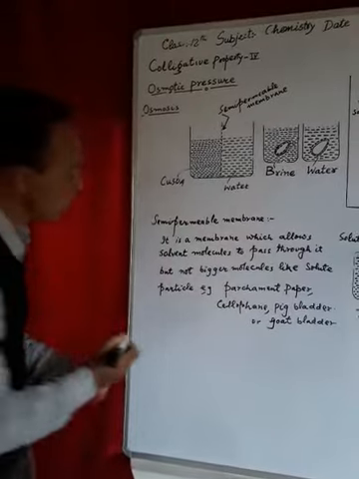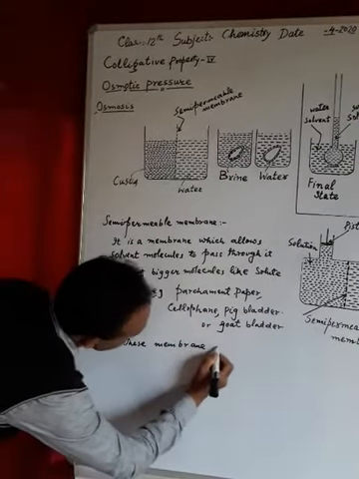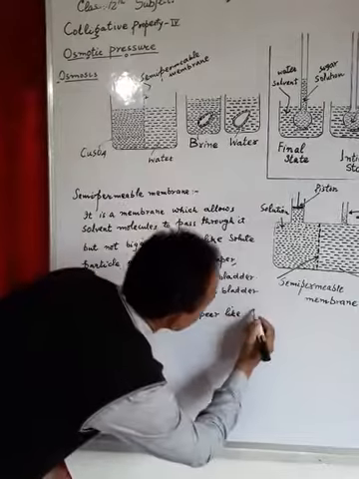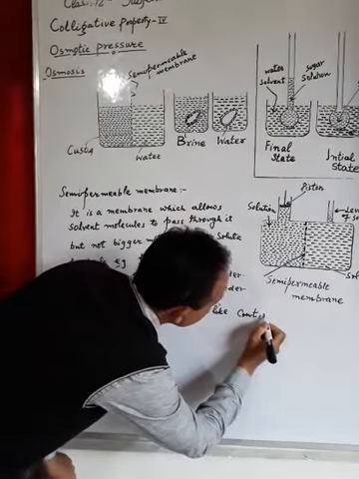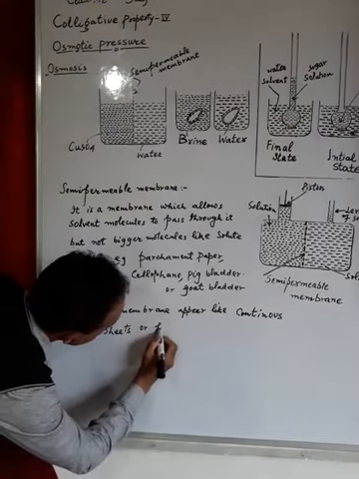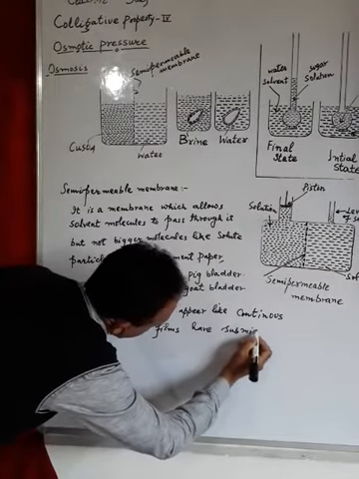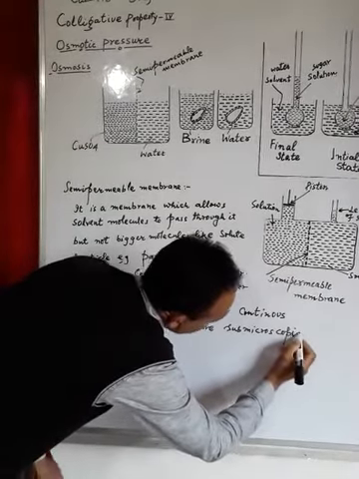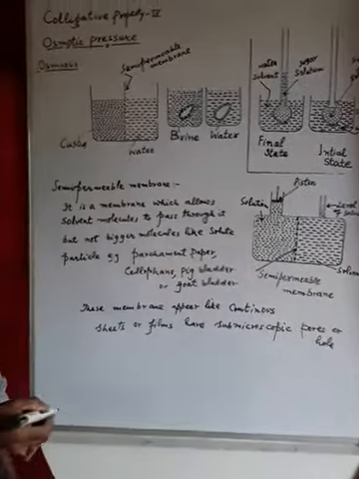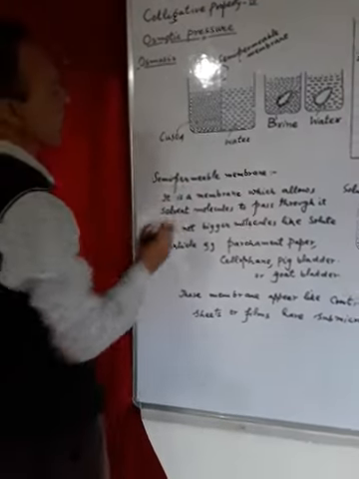These membranes appear like continuous sheets or films, and have submicroscopic pores and holes through which the solvent passes. Now this is the definition of semi-permeable membrane.